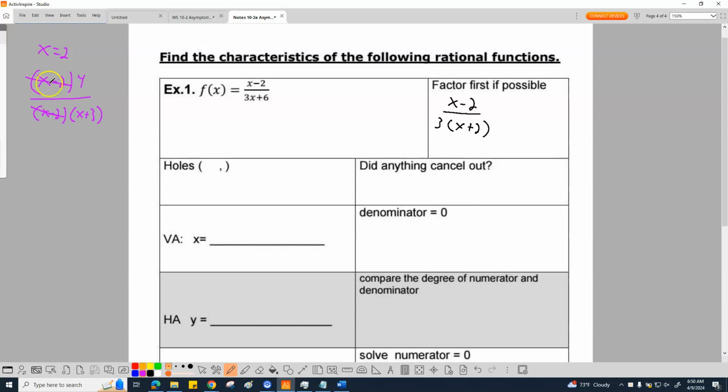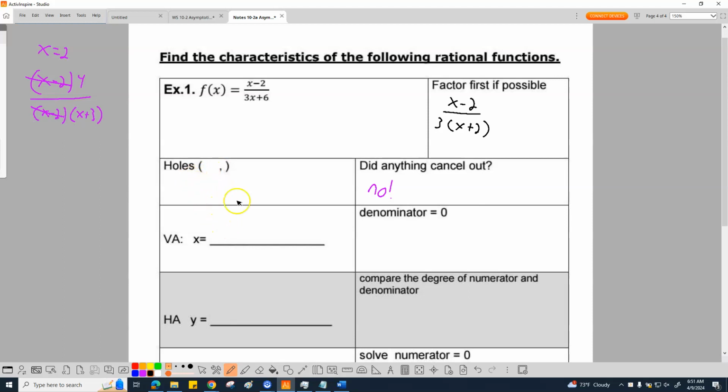But when you have something that cancels out in the numerator and something that cancels out in the denominator, that's where a hole appears. So do you see any cancellations? The answer is no. So did anything cancel out? No. So there's no holes. And again, this purple was just a made-up problem. So then holes, no, there are none.